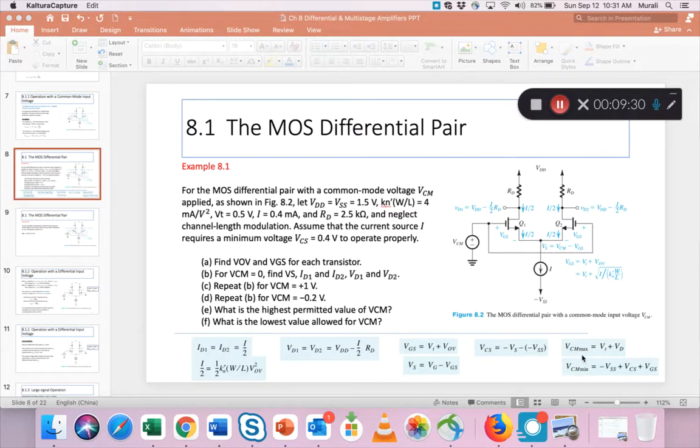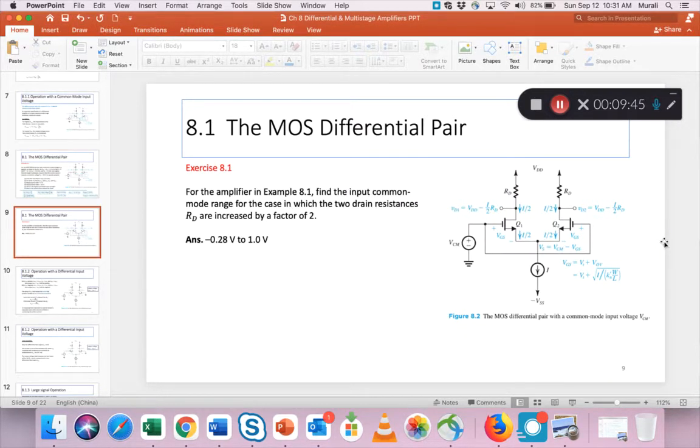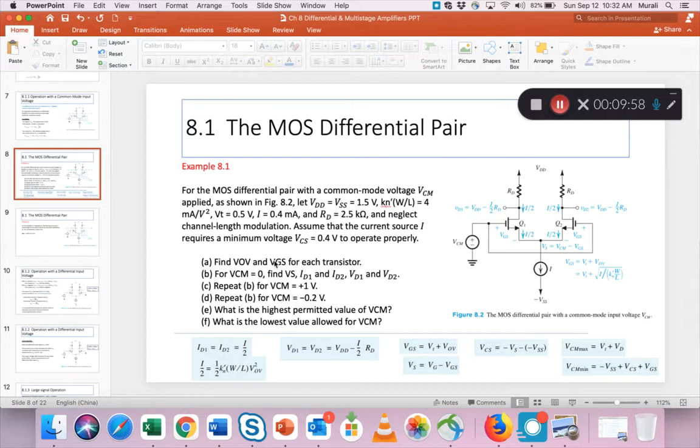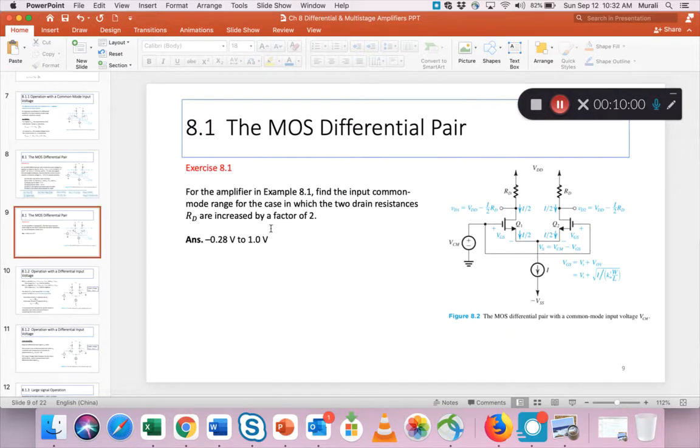Okay, so please go ahead and spend as much time as required, but make sure you understand all the steps in this example. Alright, I'm going to move on to the next example, which is an exercise. We have the answer in the textbook, but not the whole procedure. This is related to the same amplifier as the previous slide, 8.1.